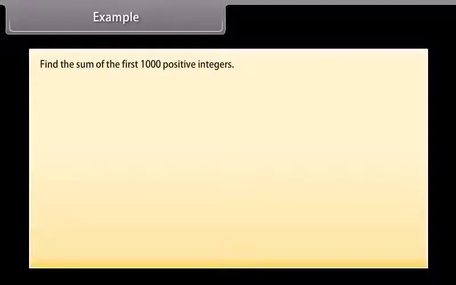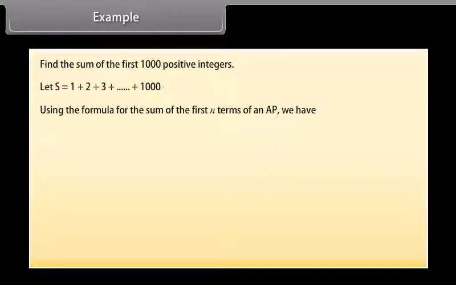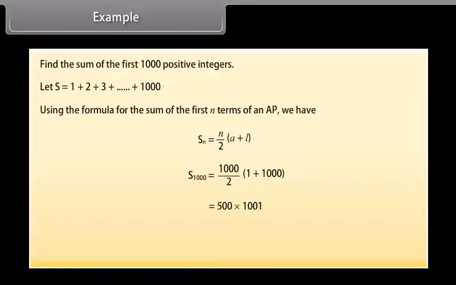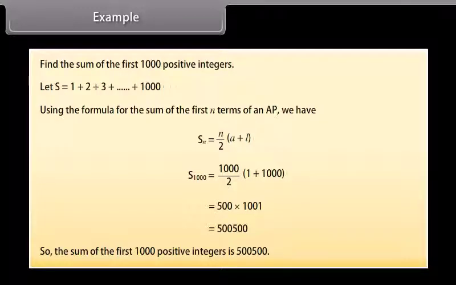Find the sum of the first 1000 positive integers. Let S is equal to 1 plus 2 plus 3 plus so on plus 1000. Using the formula for the sum of the first n terms of an AP, we have Sn is equal to n upon 2 into (a plus L). Substituting the value of n, we get S1000 is equal to 1000 upon 2 into (1 plus 1000). This is equal to 500 into 1001, which becomes 500500. So the sum of the first 1000 positive integers is 500500.